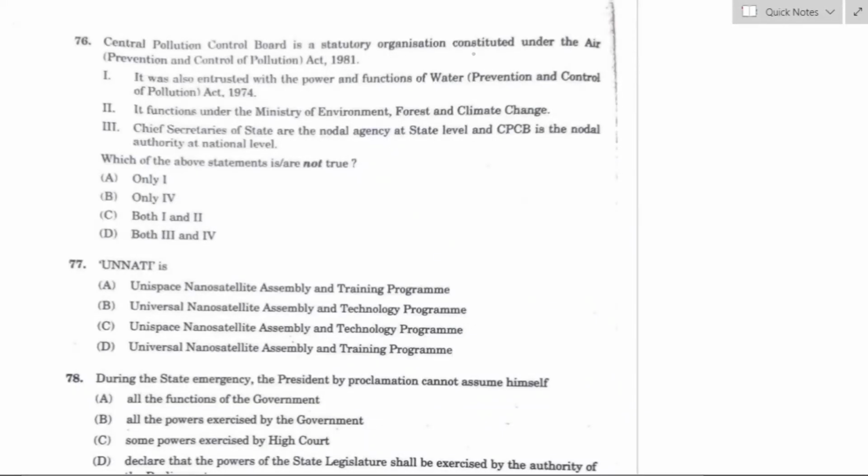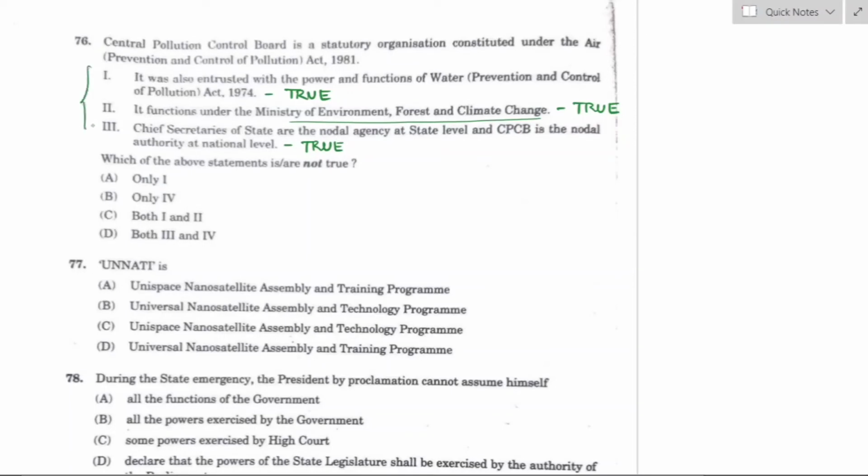Question number 76. Central Pollution Control Board is a statutory organization constituted under the Air Prevention and Control of Pollution Act 1987. Statement 1. It was entrusted with the powers and functions of the Water Prevention and Control of Pollution Act 1974. This statement is true. Second statement. It functions under the Ministry of Environment, Forest and Climate Change. This statement is also true. Statement number 3. Chief Secretaries of States are the nodal agency at the state level and Central Pollution Control Board is the nodal authority at the national level. This statement is also true.